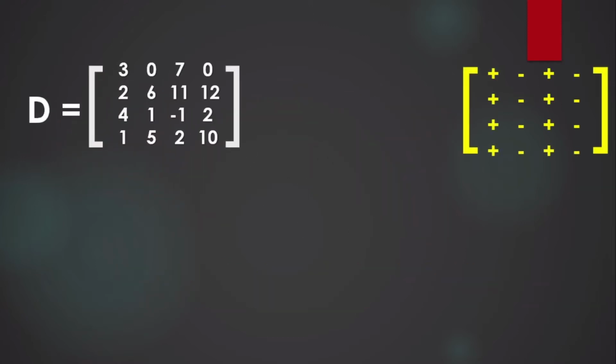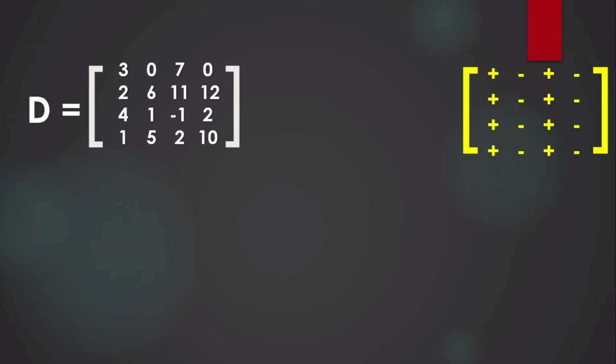Note on the right corner of our presentation, that is a sign chart that will represent the operation to be used. For example, in row 1, column 1, we have positive. So it means that we will use positive. And in row 1, column 2, that is negative. So it means that we will use negative sign. So let's apply that.